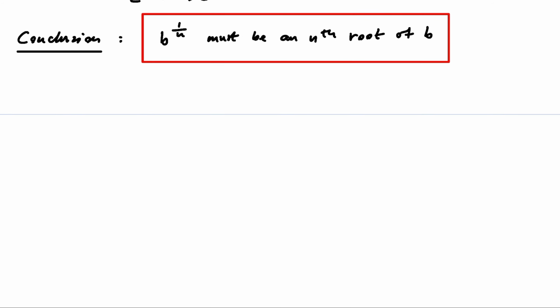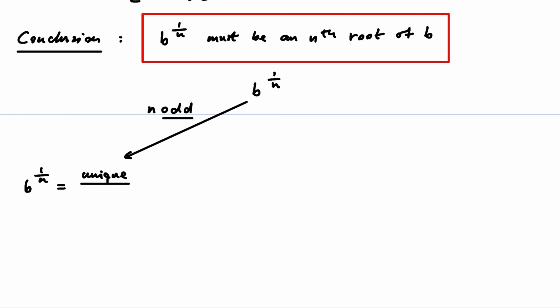So let's think about the following. Let's think about defining b to the 1 over n. It's got to be an nth root. Now, the first thing is, if n is odd, then it turns out there are no problems. If n is odd, there is a unique nth root of b. End of story, very simple. So that means we're going to define this to be the unique, and I should say unique real, nth root of b. So the unique decimal number that when I multiply it by itself n times I get b.